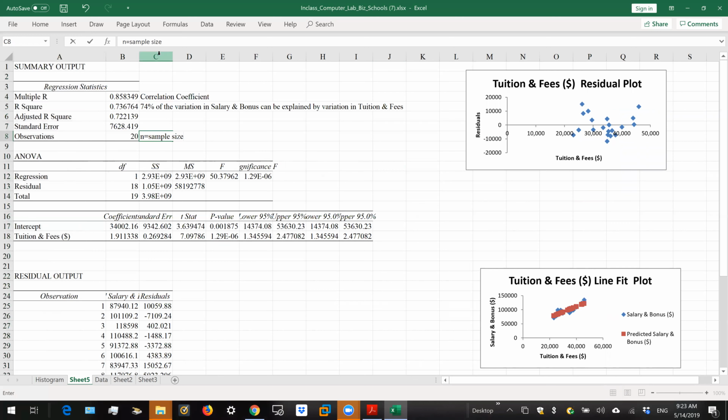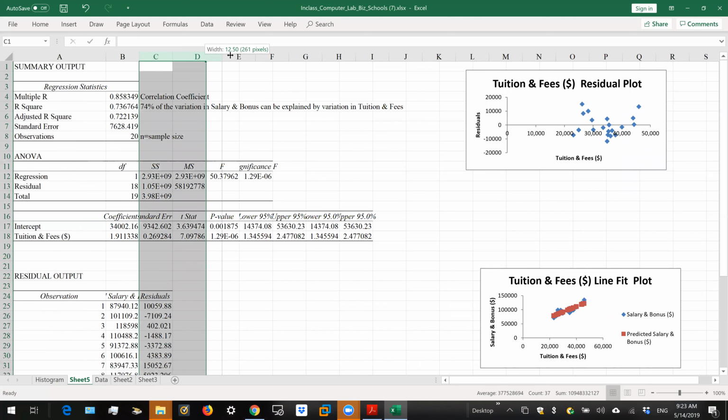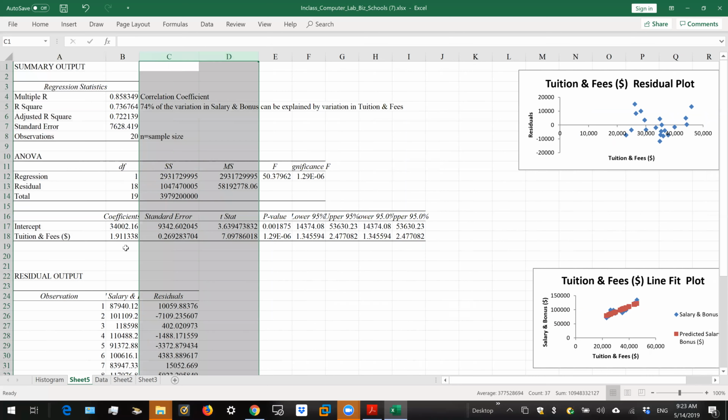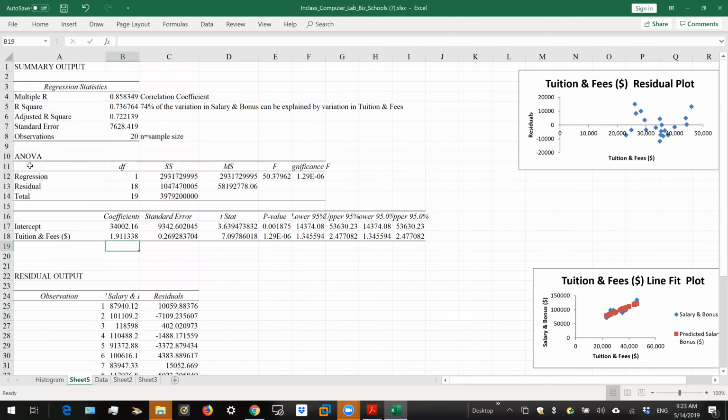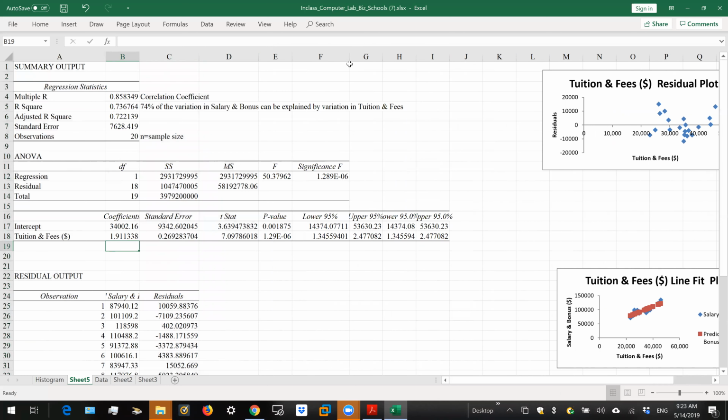And in order to read all of this, clearly, we're going to need to expand columns C and D a little bit so that we can see what's going on. Okay, the ANOVA table has the degrees of freedom, SS, which stands for sum of squares, MS, which stands for mean square, and then the F statistic, and then what it calls significance F. Significance F, let's expand this so we can read it, is what we've been calling the p-value. Okay, so significance F here refers to the p-value.